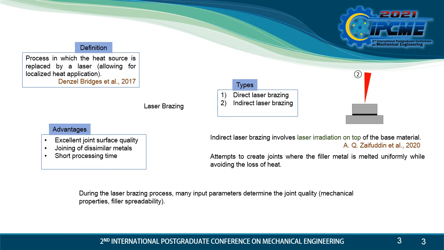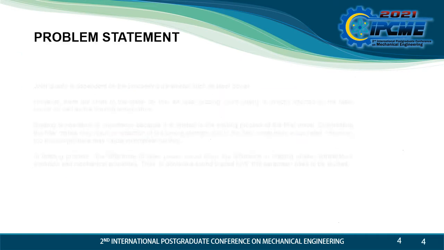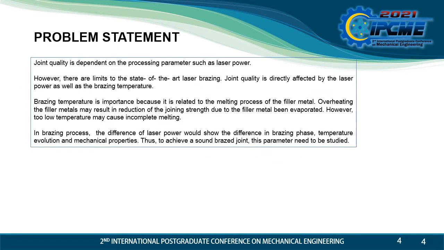However, during the laser brazing process, many input parameters such as laser power, brazing speed, and many more determine the joint quality in terms of the mechanical properties and also filler spreadability. In the brazing process, laser power plays a key role because it influences the braze joint structure and also the temperature profile obtained. Next, problem statement.